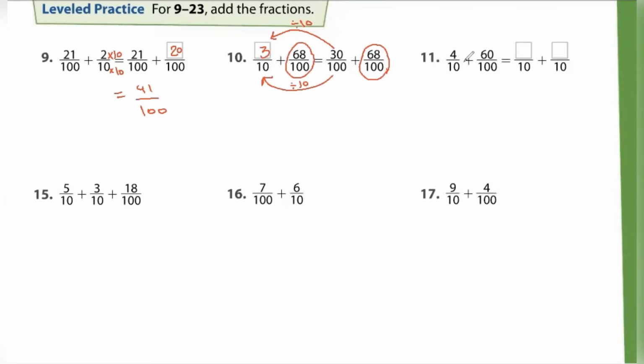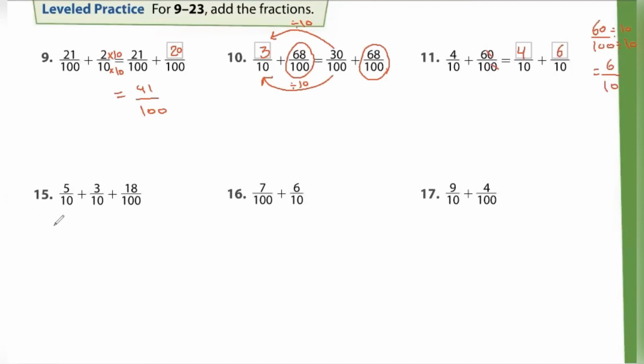Number 11, 4 out of 10. And here we have 10, so I will put 4 as it is. 60 out of 100. We said before I can cancel 10 with 10. This is like dividing 60 out of 100 by 10 up and down. 60 divided by 10 equals 6 and 100 divided by 10 equals 10. I can cancel 0 from the numerator and the denominator. It will be 6 out of 10.